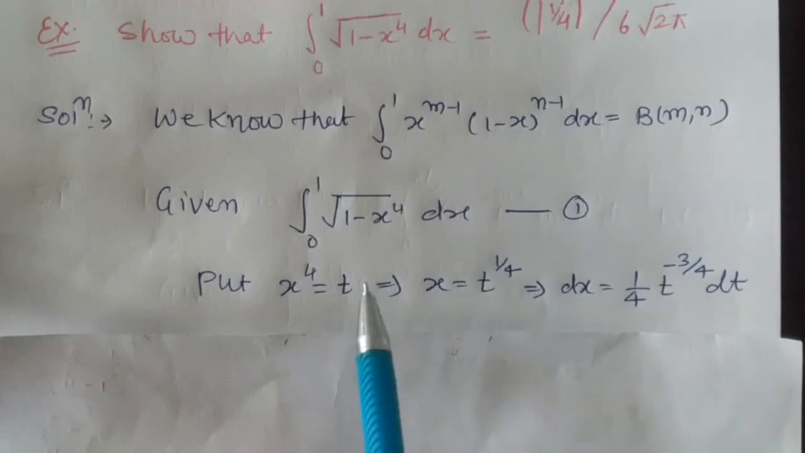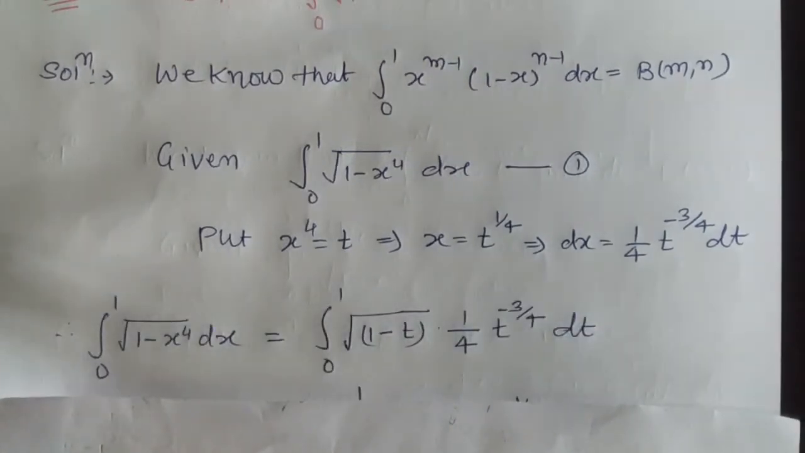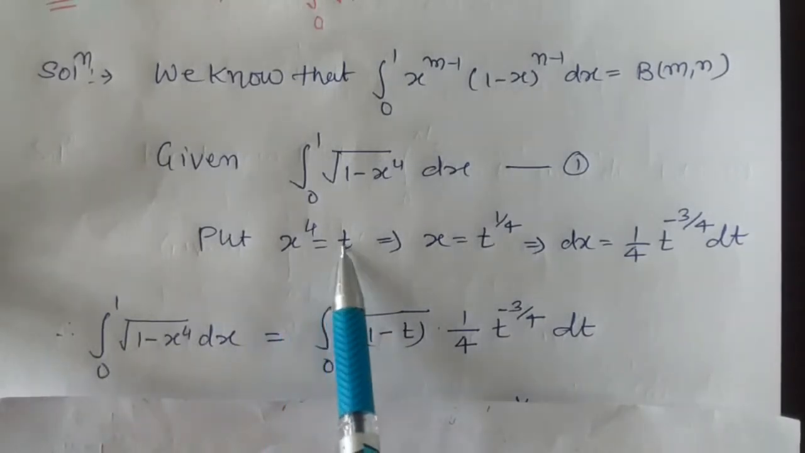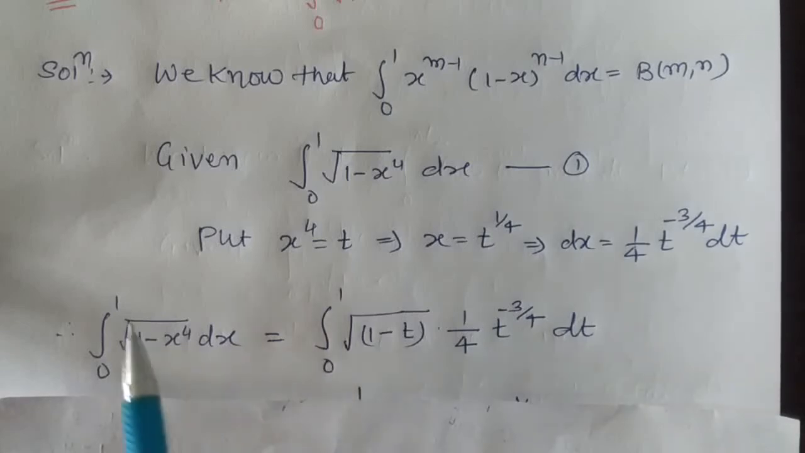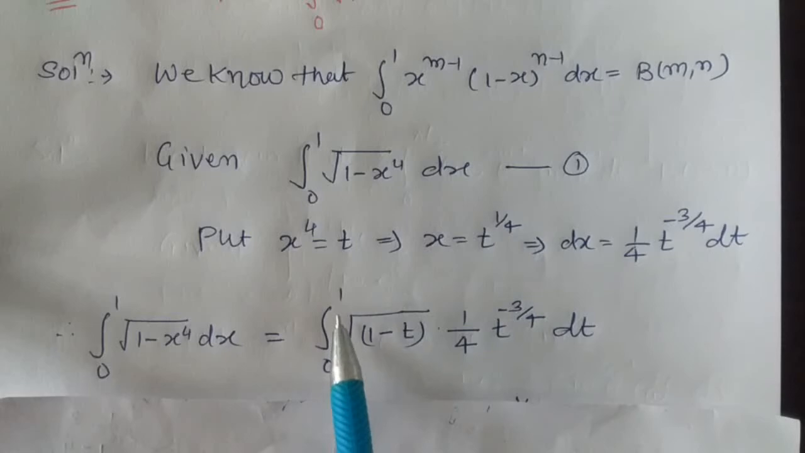Using this substitution in the given integral, we get the integral from 0 to 1 of square root of 1 minus x to the power 4 dx. The lower limit of x is 0, we put it here, and we get the lower limit of t as 0. The upper limit of x is 1, we put it here, then we get the upper limit of t as 1. So the limit of integration is 0 to 1.